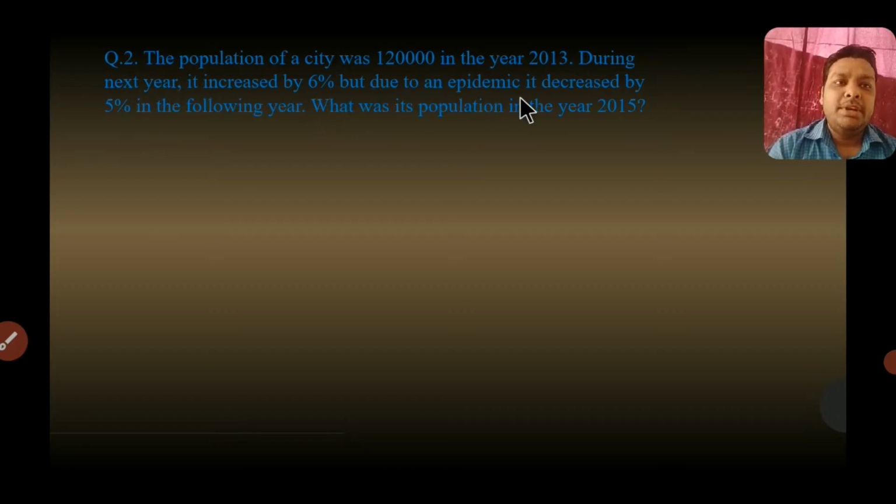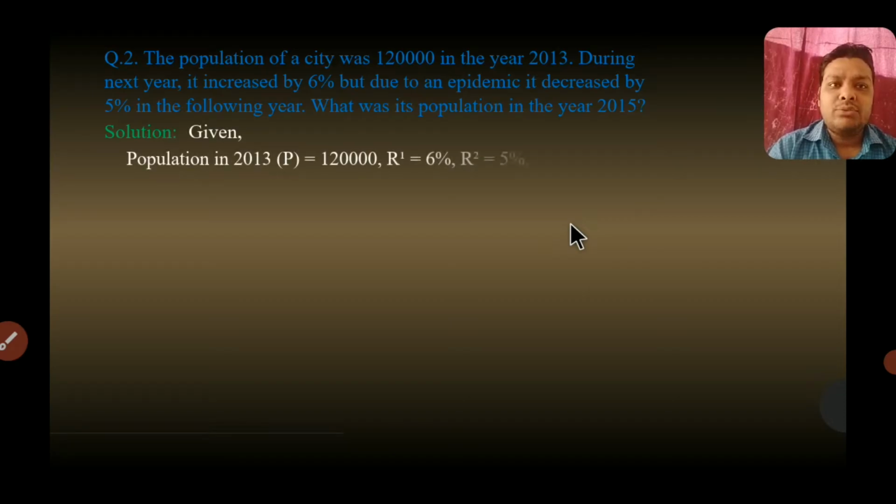But due to an epidemic, it is decreased by 5% in the following year, it means in 2015. So what was its population in the year 2015? It means at the last of 2015. So now you can see here what is given. Given the current population is 1,20,000. It means in 2013.